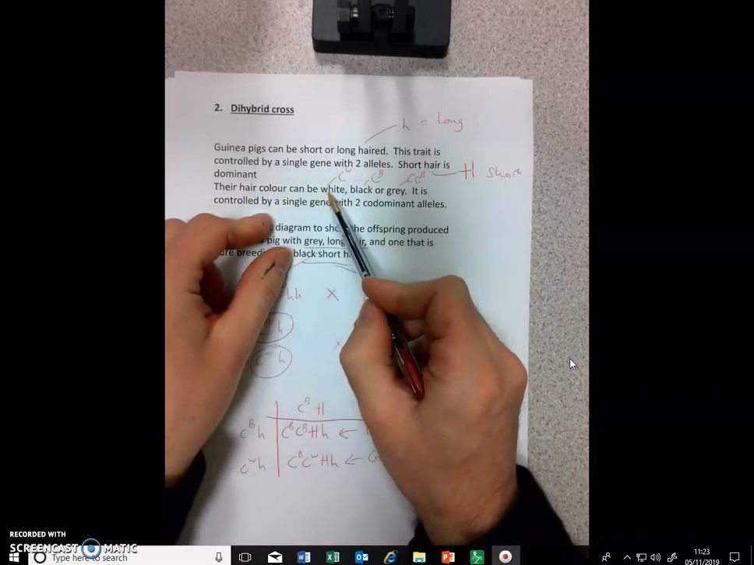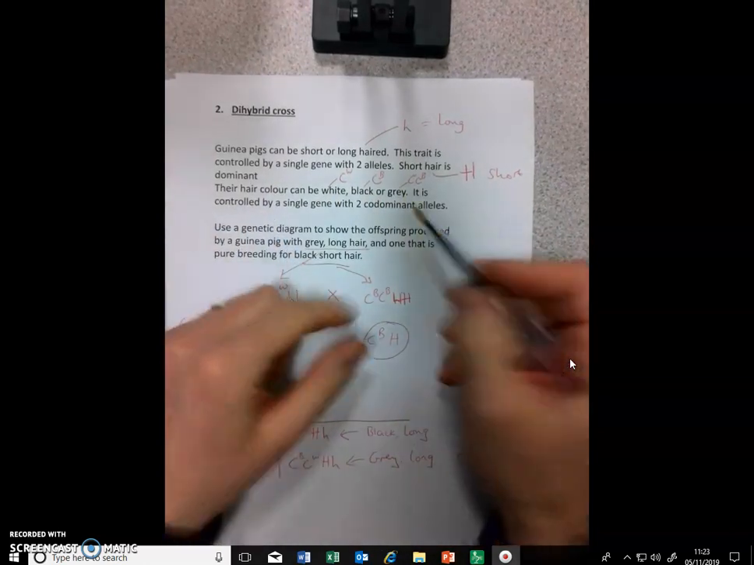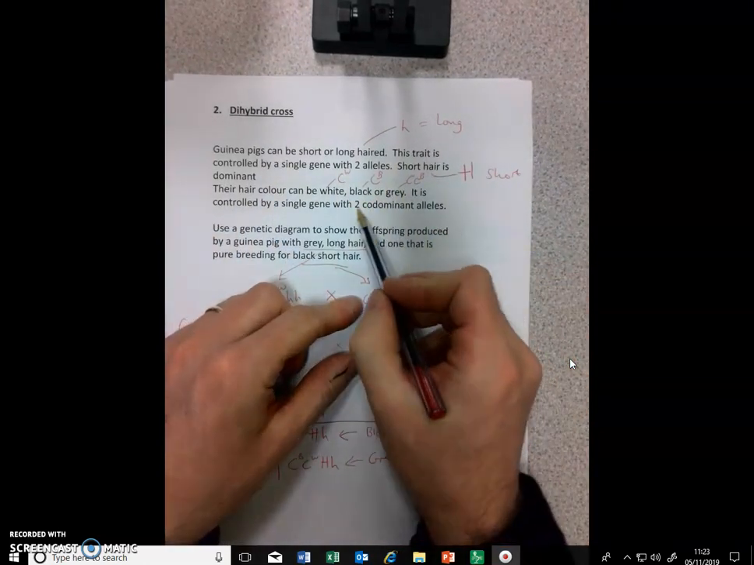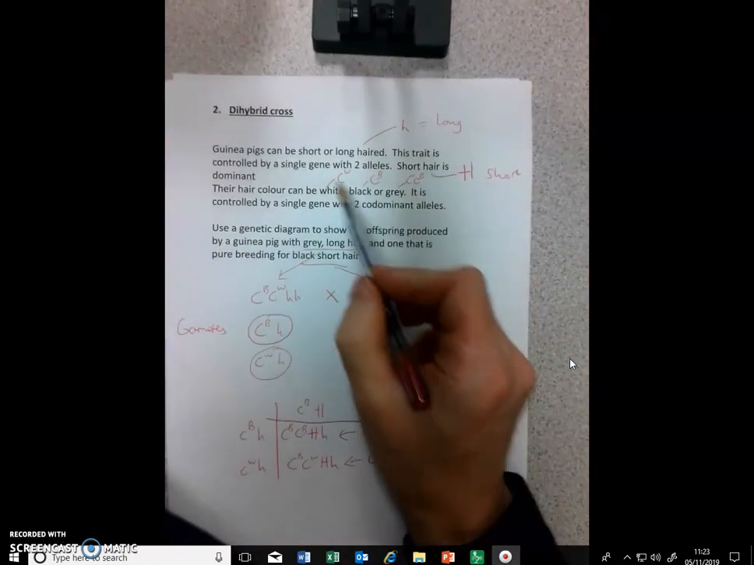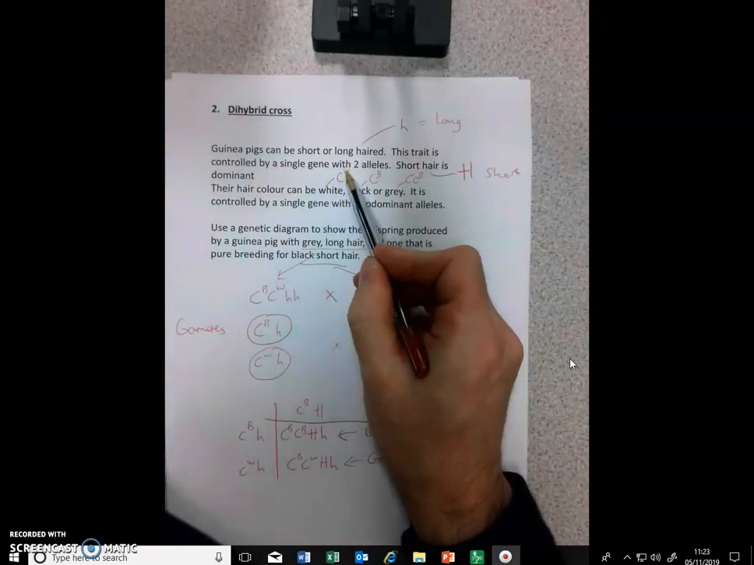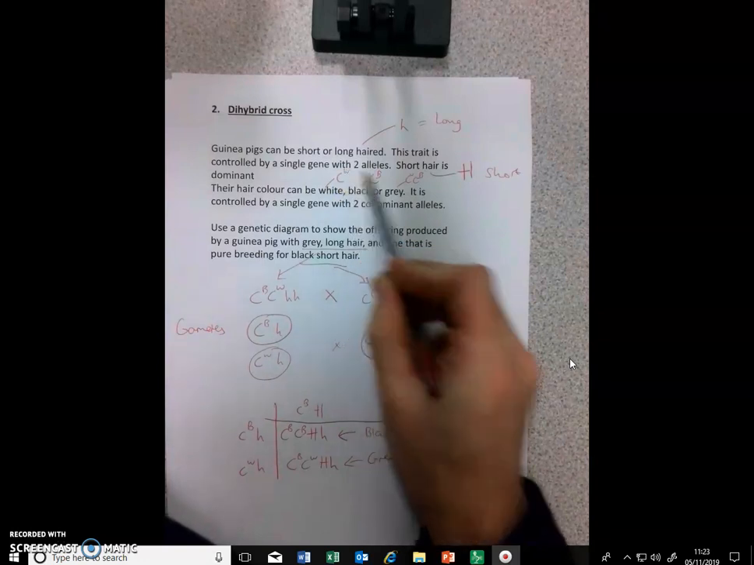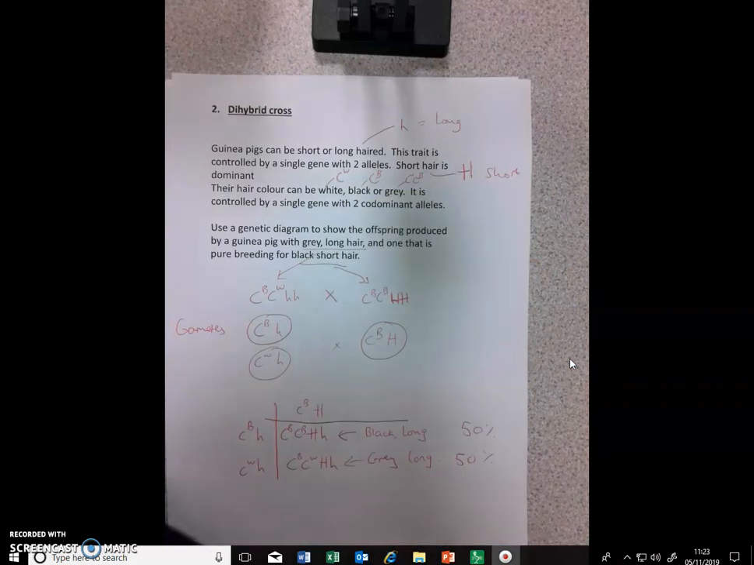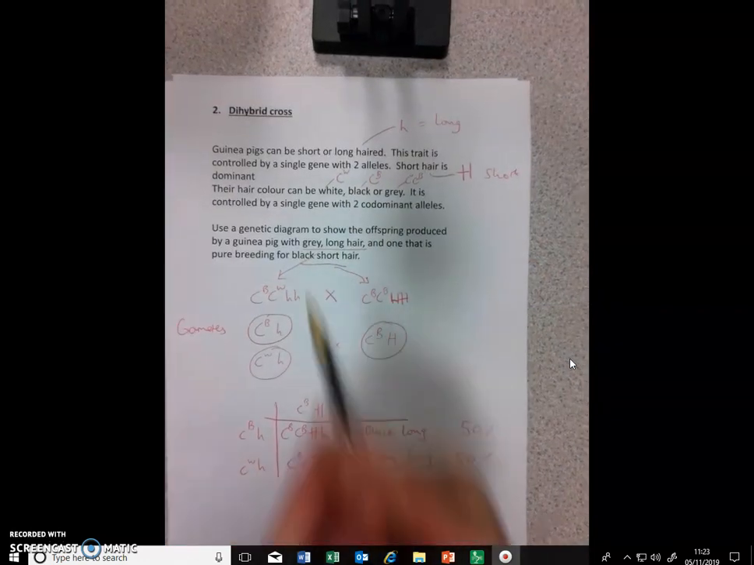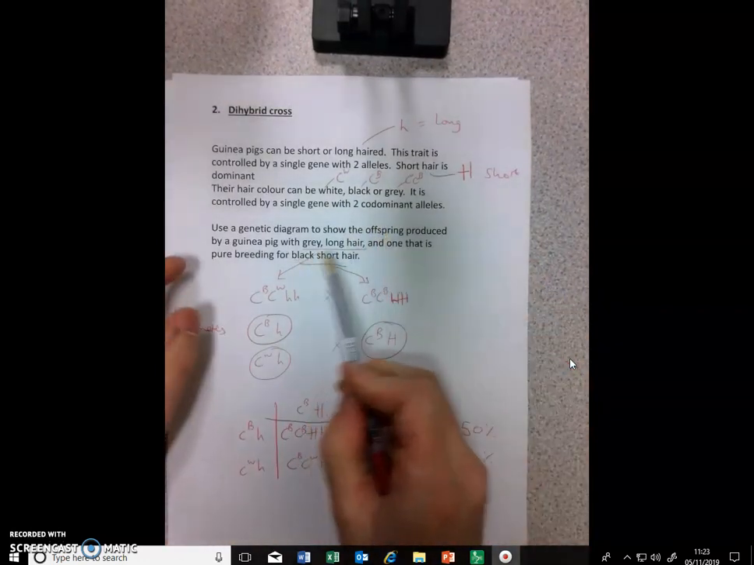The hair colour can be white, black, or grey. This is a co-dominant gene with 2 alleles, 3 different phenotypes. So I've gone with the C and then a superscript notation. So CW is white, CB is black, and if you have them together as a heterozygote, you would be grey. Okay, now that's my notation sorted. Now let's look at what we're breeding.